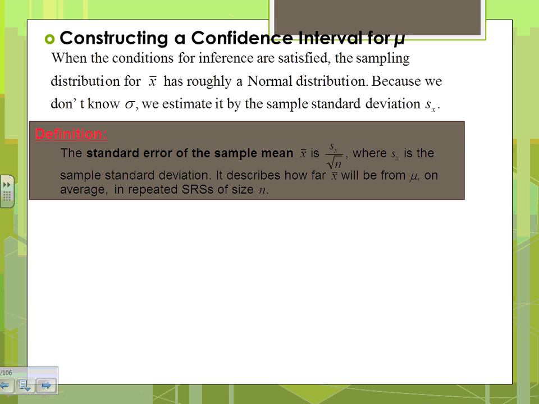So, constructing a confidence interval for mu, when the conditions for inference are satisfied, the sampling distribution for x bar has a roughly normal distribution. Because we don't know sigma, we estimate it by the sample standard deviation s sub x. So that says s sub x over the square root of n, when you have a mean of x bar. Here you're going to have to use that sample standard deviation since you don't know sigma, and that's why you're using t's. You use t's if you don't know the population standard deviation.